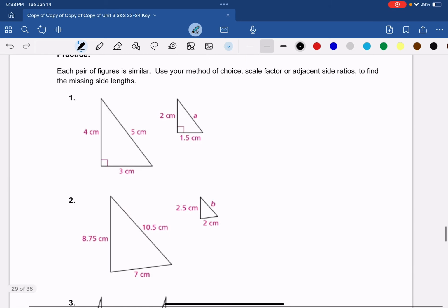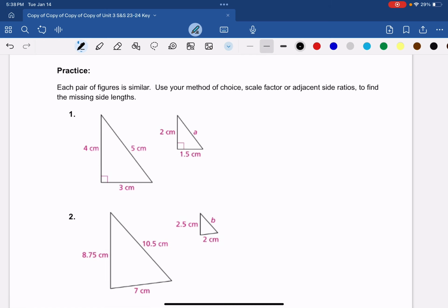Let's go on to the next page. And again, if you've got whole numbers, like 2 and 4, this is why I recommend highlighting. As you highlight, you notice some patterns. I think I'll use scale factor here because when I look at the small to the big, my scale factor there is going to equal 2. Scale factor is 2.